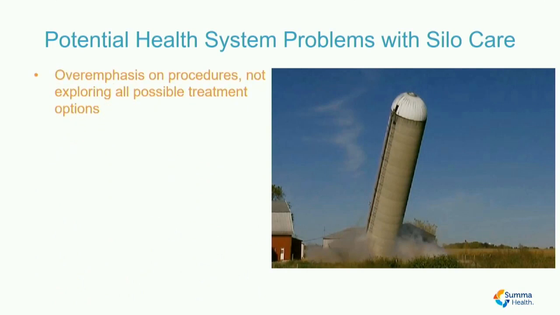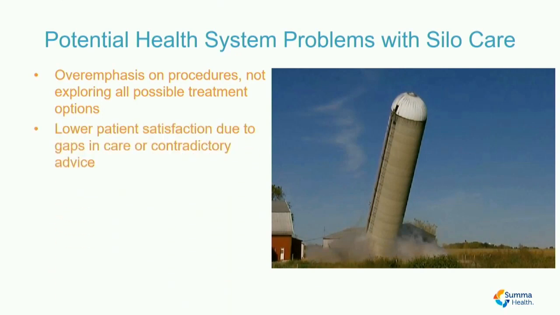If you have a couple different people who might do this procedure that aren't necessarily coordinated with each other, you often have an overemphasis on procedures and maybe don't explore all treatment options if they have different skill sets and different specialties. You often have lower patient satisfaction due to gaps in care or maybe contradictory advice. Maybe the patient's cardiologist has a colleague who does this and says one thing, and then they end up seeing a vascular surgeon who says something else or provides a different procedure than the patient was expecting.